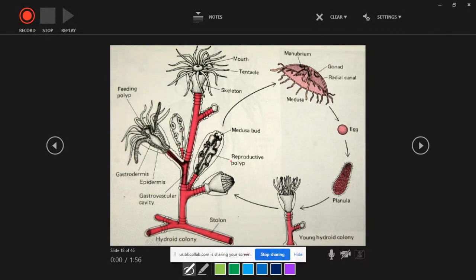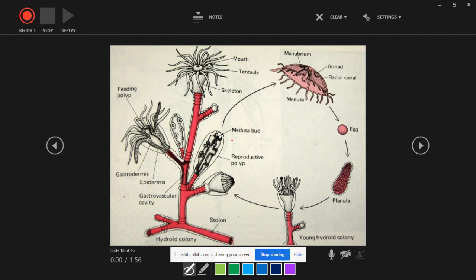And this is another reproductive polyp, which is more detailed. So here it makes medusae as a plural, but medusa is a singular that buds out. And what happens is it will disperse in the water. And this is in the medusal stage where you could see the gonads in this sac near the radial canals, where it's either a male or female medusa. The female medusa will make eggs.